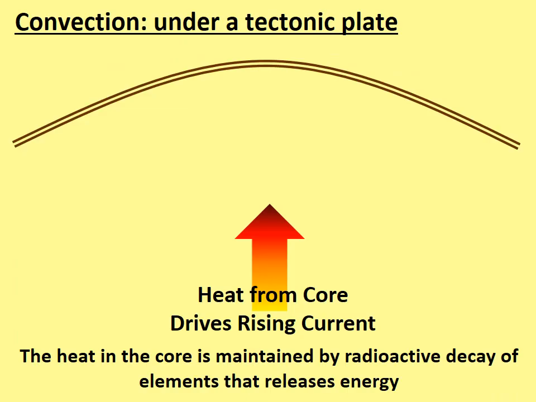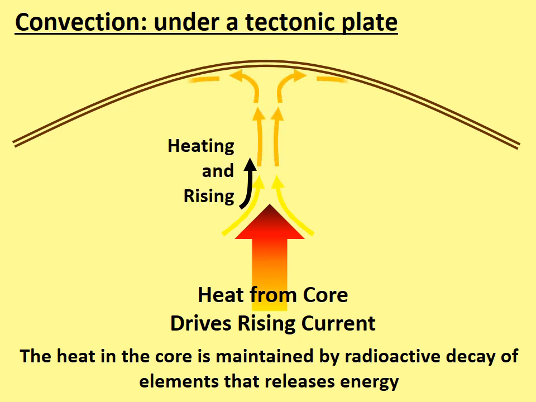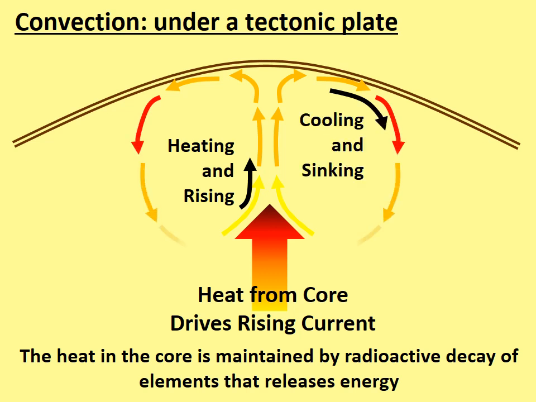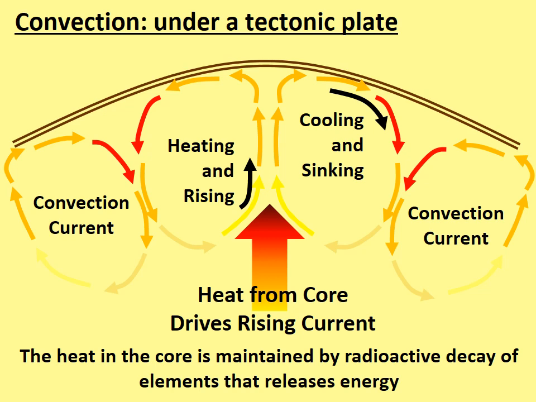So when we look at this, underneath the tectonic plate, the heat from the core drives rising currents. So we get that movement of things that are hot rising. When they get away from that heat source, they then cool down and they start to sink, but then of course they come in contact with the hot source again, and we get this continual cycling, and this is what's known as a convection current. Now, underneath the solid tectonic plate, this will just be a continuous process.